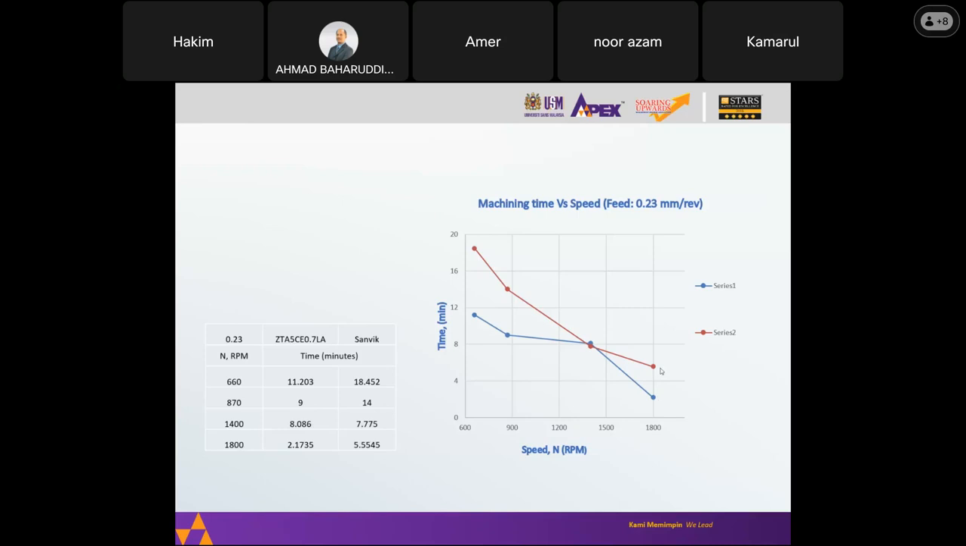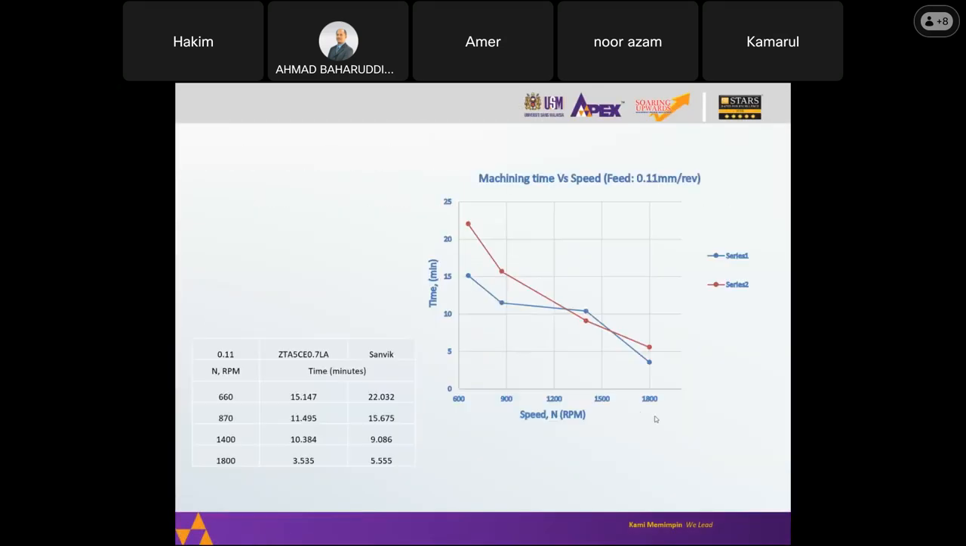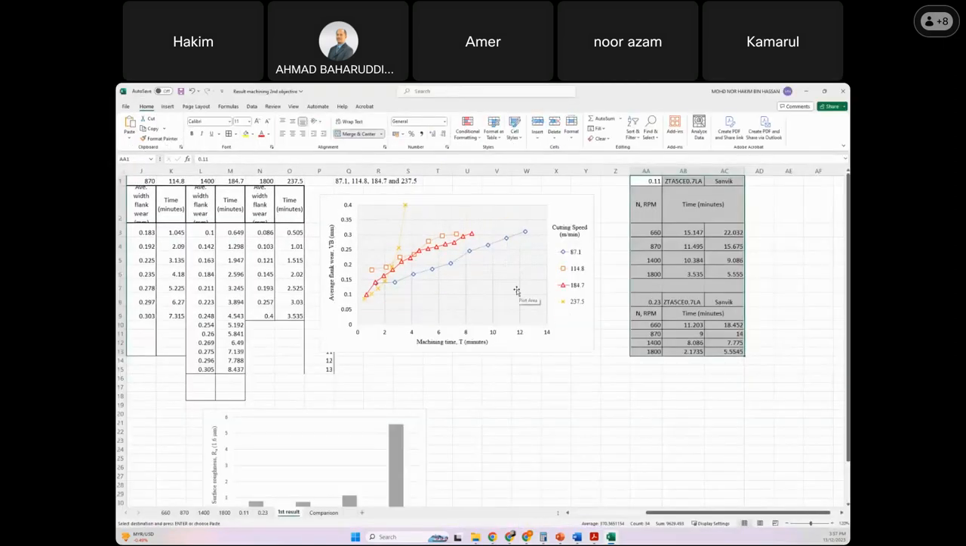And at higher speed, the vibration actually affects the result, leading to lower machining time. Alright, this is the conclusion only. Actually, I should present this table like this, presenting this machining time compared with the average.